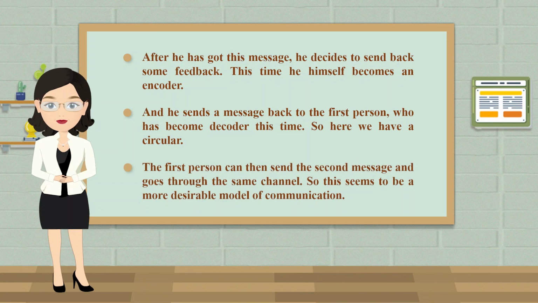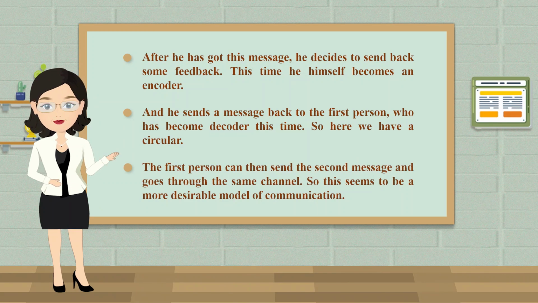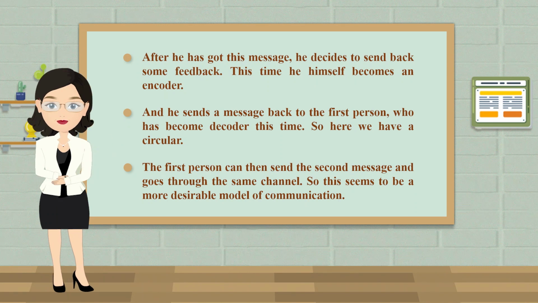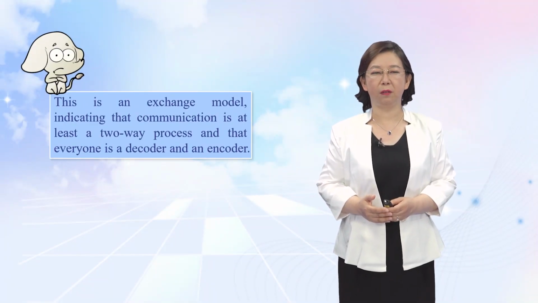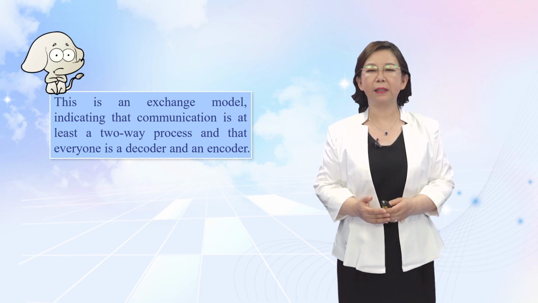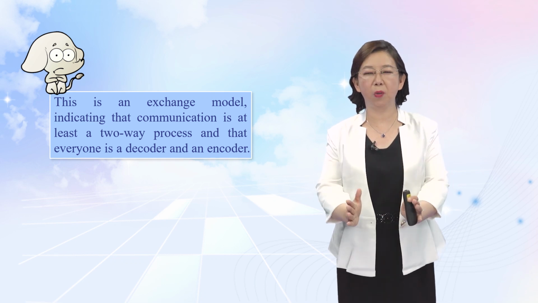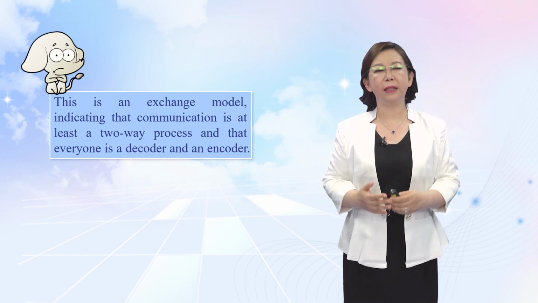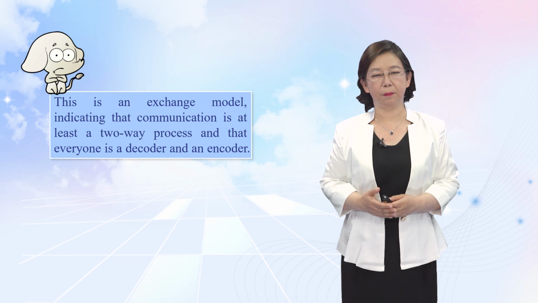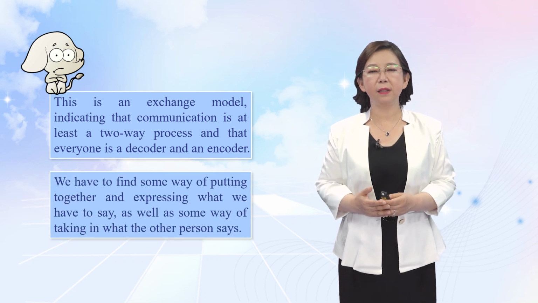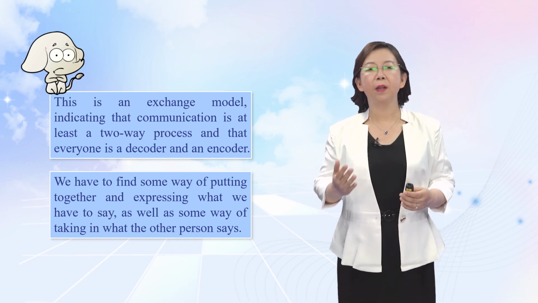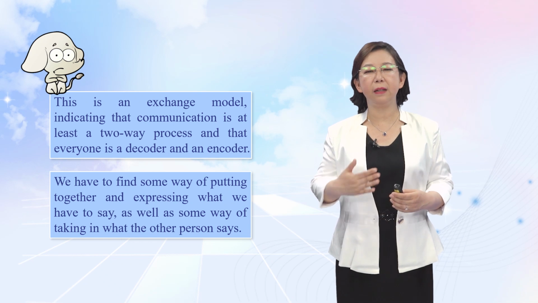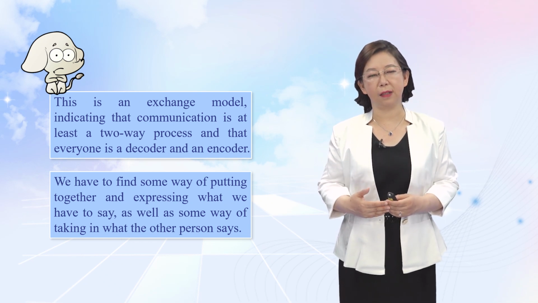The first person can then send the second message and it goes through the same channel. So this seems to be a more desirable model of communication. This is the exchange model, indicating that communication is at least a two-way process, and that everyone is a decoder and an encoder. That is to say, we have to find some way of putting together and expressing what we have to say, as well as some way of taking in what the other person says.